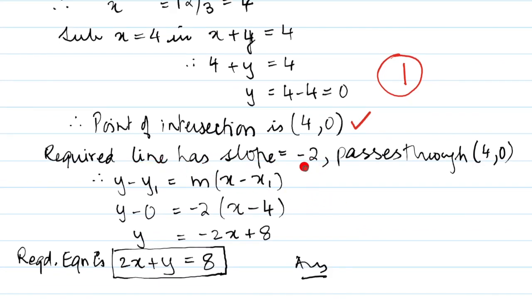Now the required line, we already found out its slope and we know that it is passing through (4, 0). So we use slope point form, which is y minus y1 is equal to m into x minus x1. So y minus this 0 is equal to minus 2 into bracket x minus this 4. Now y is equal to minus 2x plus 8. Keep x positive, so 2x plus y equal to 8, or you could write it as 2x plus y minus 8 equal to 0, and that is our third mark.